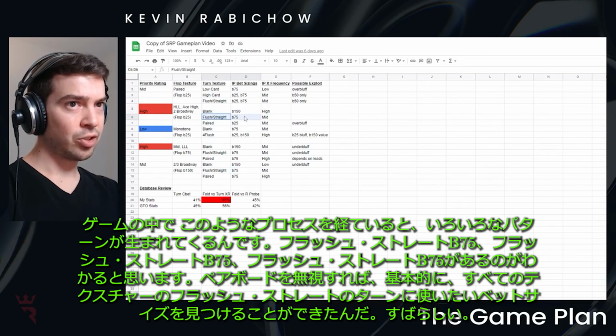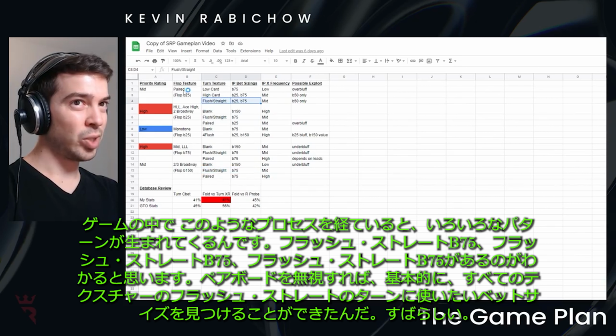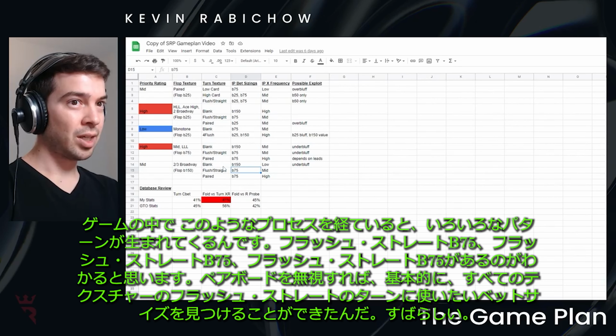You'll see, flush straight B75, flush straight B75, flush straight B75. If we ignore paired boards, I've basically found the bet size that I want to use for all flush straight turns on all textures. Great.